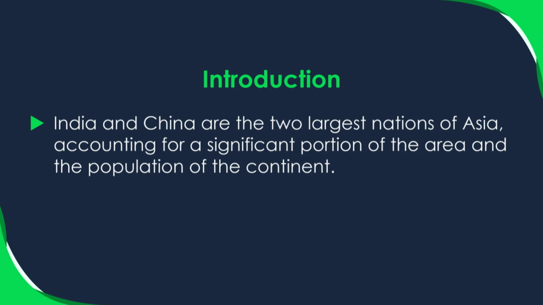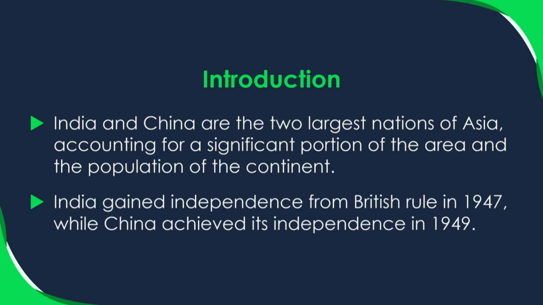We begin with the first part of the lesson, in which we will discuss India and China relations before their independence and after their independence. India and China are the two largest nations of Asia, accounting for a significant portion of the area and the population of the continent. India gained independence from British rule in 1947, whereas China achieved its independence in 1949.